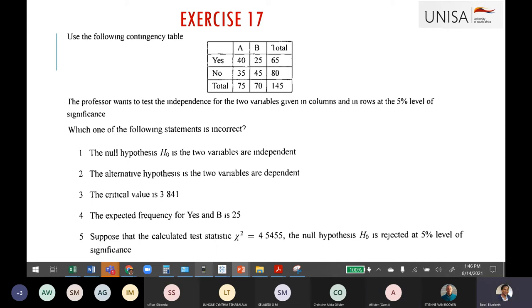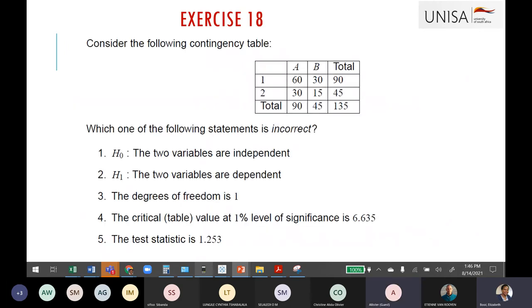I think this we did do. This question looks exactly the same as the one that we did, so I'm not going to ask you to do that. I'm going to ask you to do this one, because on this one they say calculate the test statistic. You need to calculate the test statistic. This is a 2x2 contingency table. Let me know when you're done.